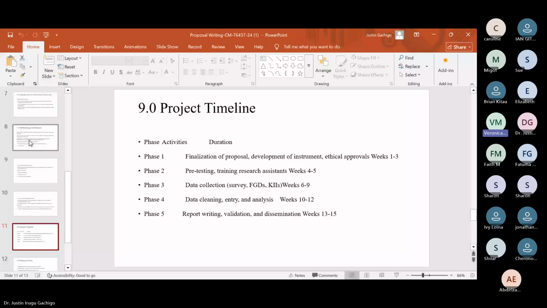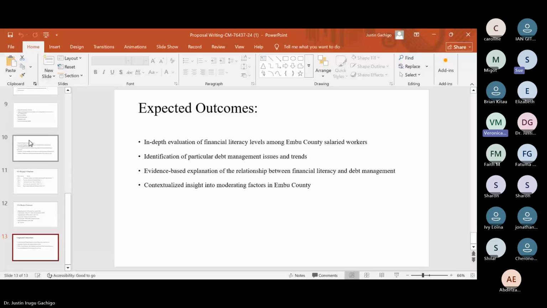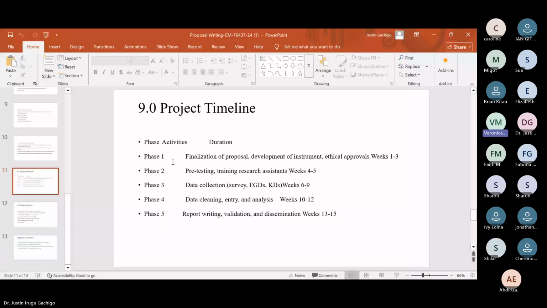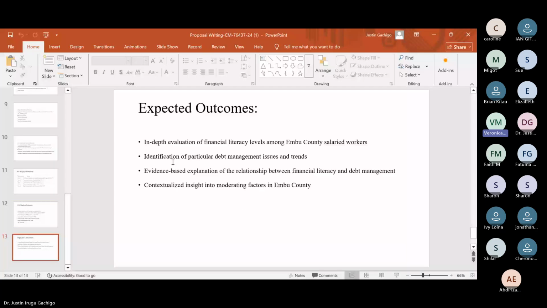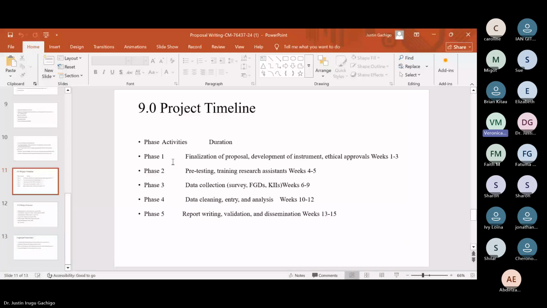For the project timeline, I've given a timeline there up to when my report will be concluded. I've also done the budget estimates. It will cost me 86,000. That includes printing of questionnaires, research assistance, transport and logistics, and also paying the people who will be carrying out the data collection.